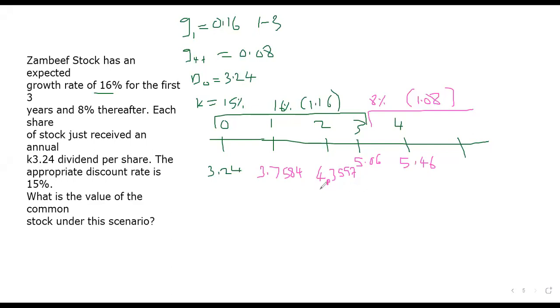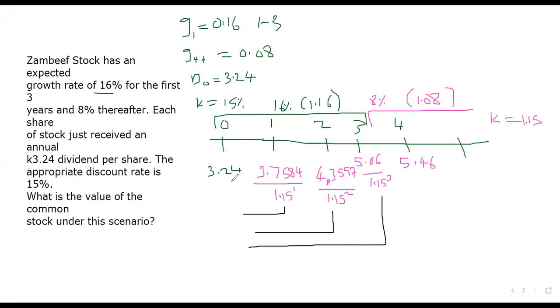Then to discount each of these, we're going to use the market rate. Our market rate is 15%. So we're going to divide this one by 1.15 to the power 1, this one by 1.15 to the power 2, and this one by 1.15 to the power 3, so that we get the discounted values for phase 1.